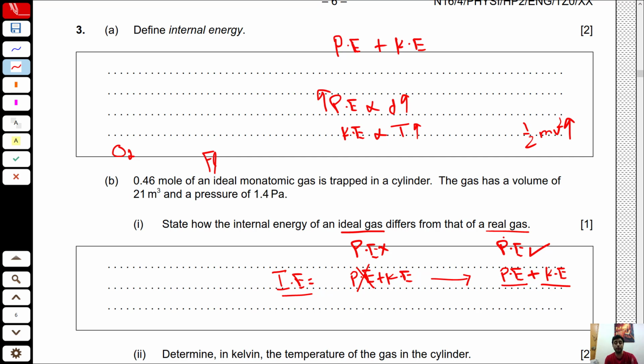Because in a real gas that exists in physical form in our environment, there are always some intermolecular forces of interaction between the particles, hence there must always be some potential energy. So you can see this plus this gives a bigger value than just a single kinetic energy. Hence the internal energy is always bigger for a real gas as compared to an ideal gas, because an ideal gas only consists of kinetic energy, whereas a real gas consists of both potential plus kinetic energy. So it's higher for real gases.